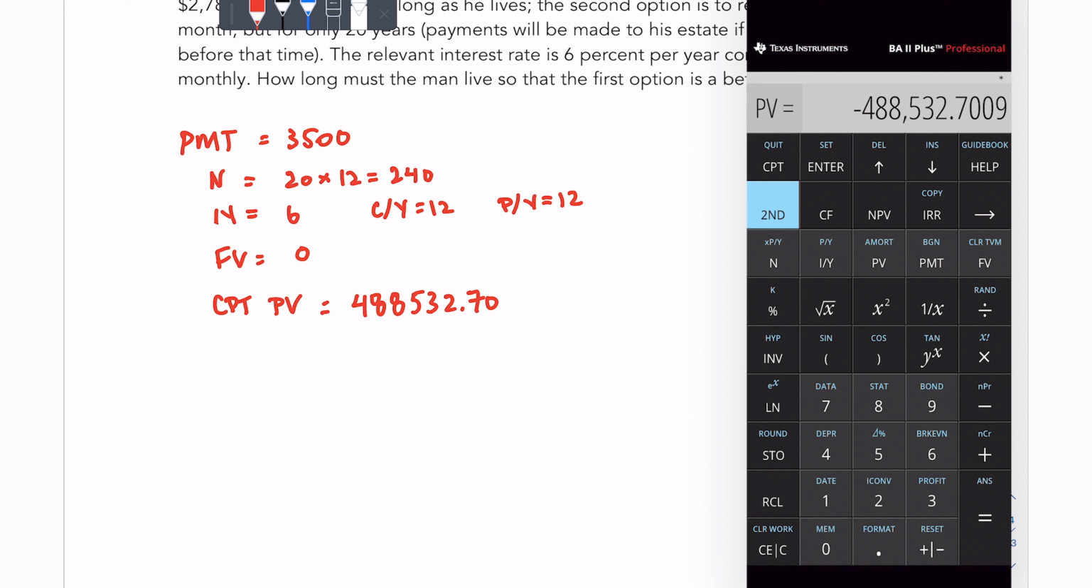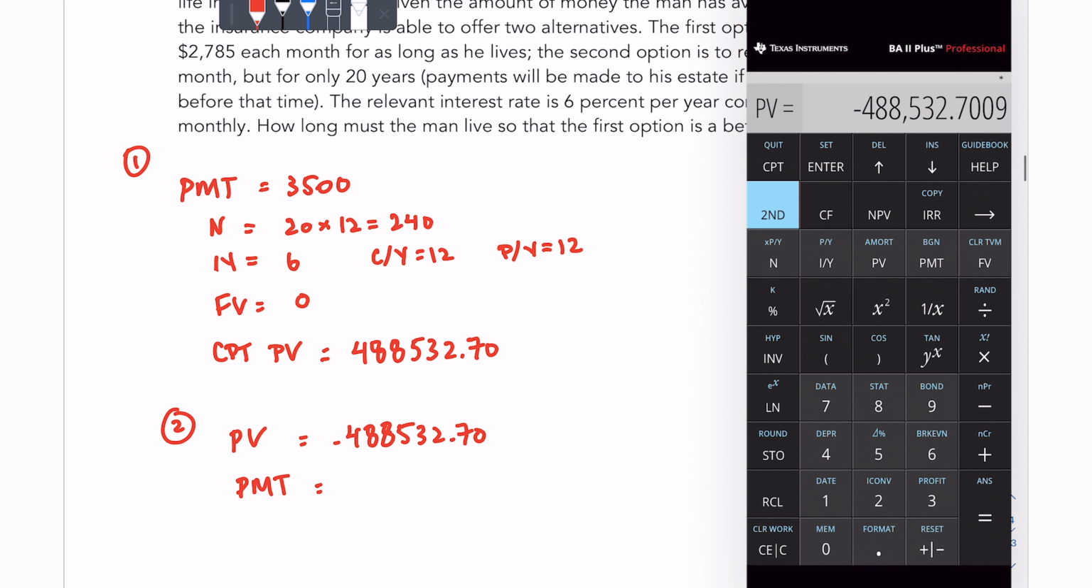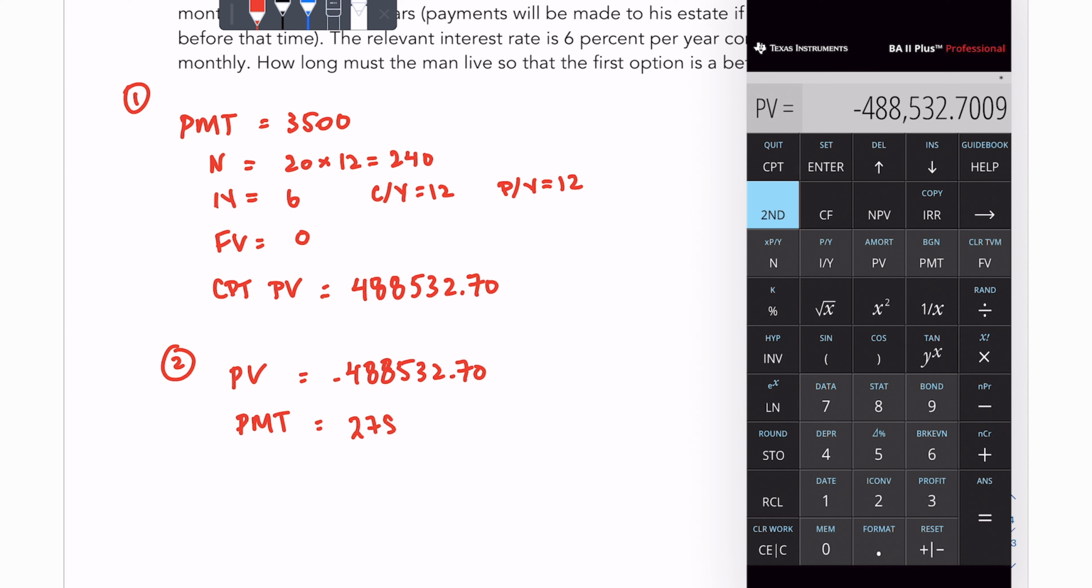Now we're going to keep that as the present value for the second part. So this was step 1. We're going to keep that as our present value, exactly as it is, including the negative, so the calculator understands what it's doing. We're going to set the payment now to $2,785. We'll keep the rates as they are. So I'm going to write them, but you won't have to punch them in again since it's already in there.